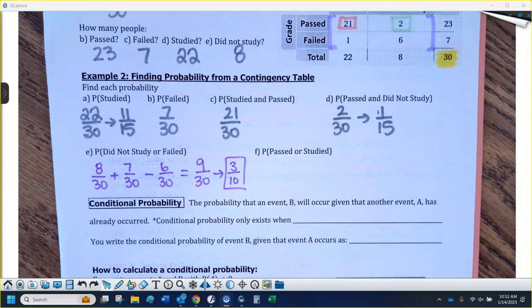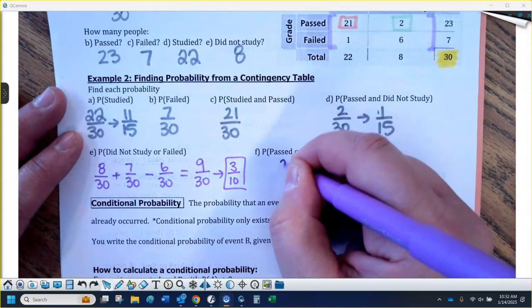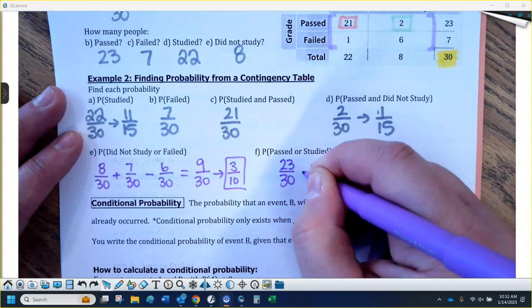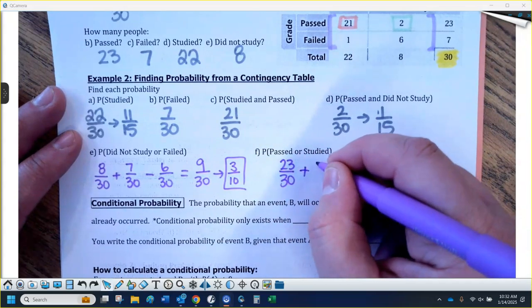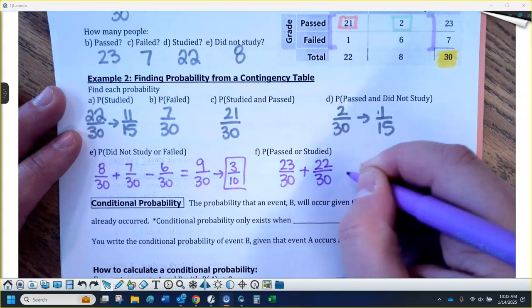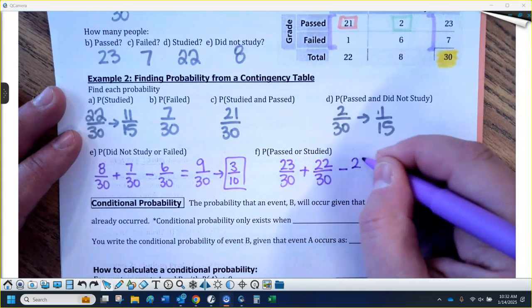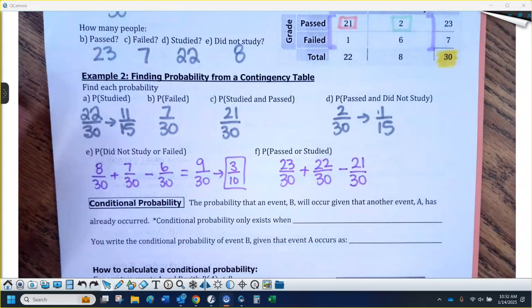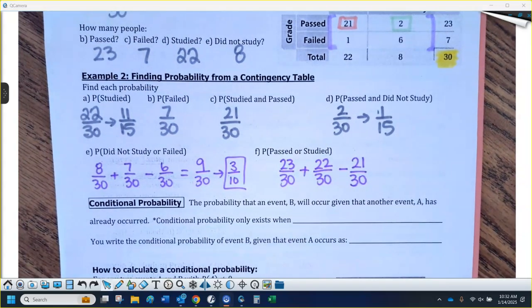All right, see if you can figure out what you would put for how many people passed or studied. Find the total for each and then see if you can subtract out any overlap that you would have. I'm just going to do it up here while you're thinking about it. And remember, your probability can't be more than 1. It has to be a maximum of 1. That means it has to happen.